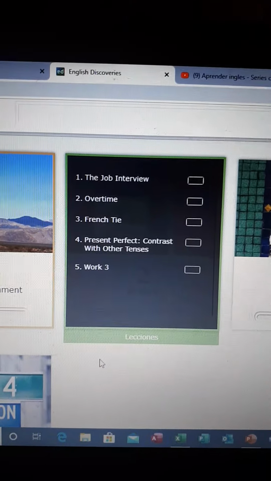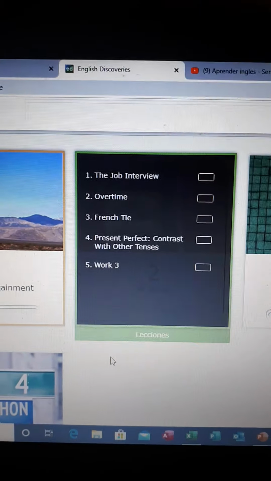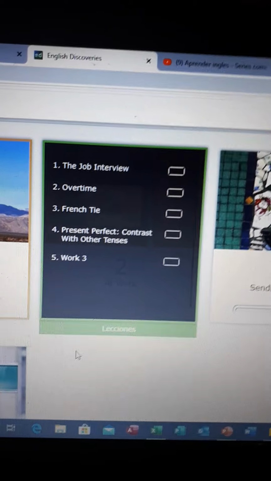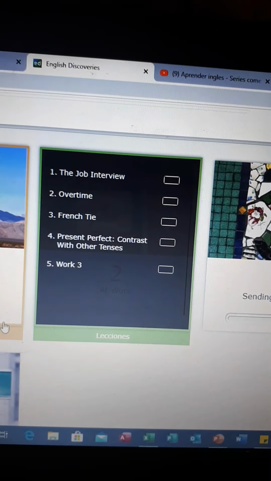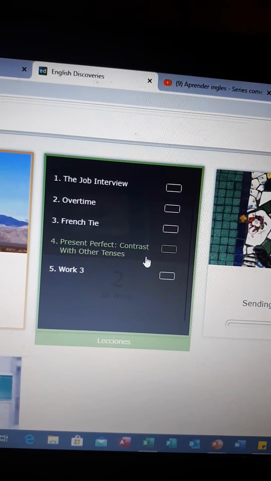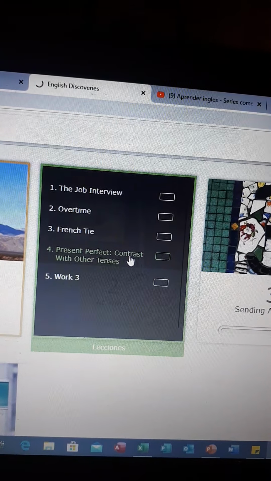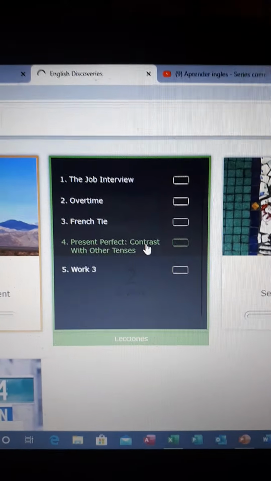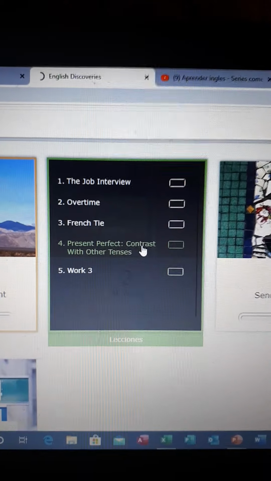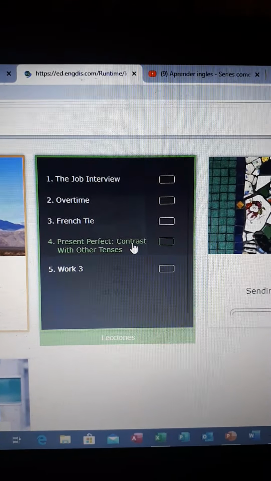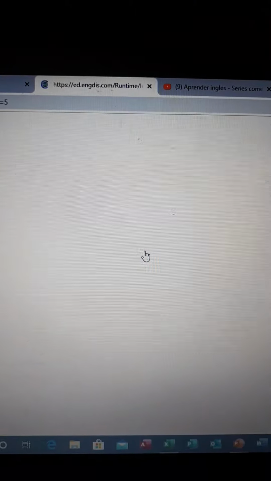We work today and we still work with the present perfect, okay? But now in contrast with other tenses, okay? It's unit 2, lesson 4, okay? We already saw the present perfect, but we were reviewing the statement, the structure, okay? And we worked on some exercises, okay?